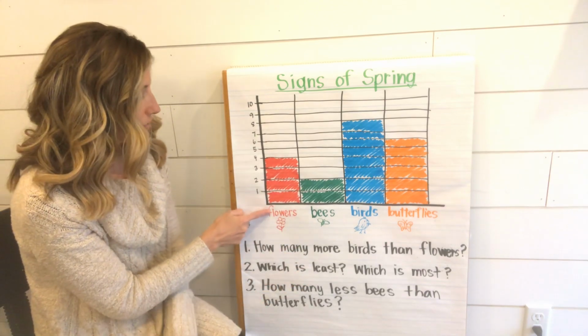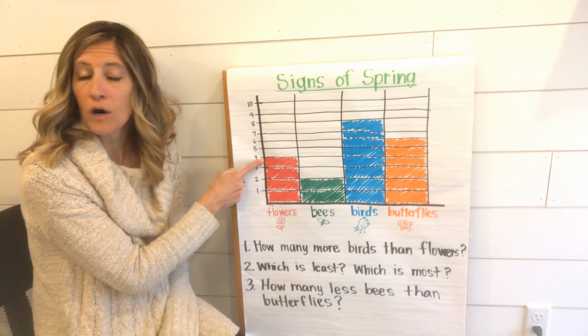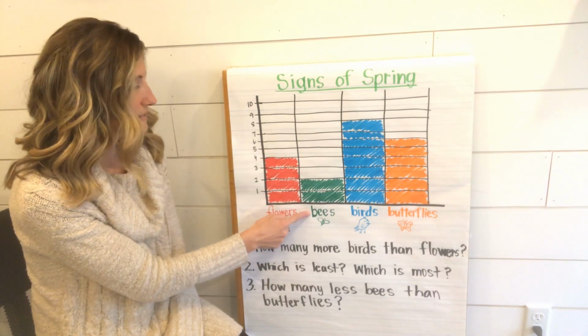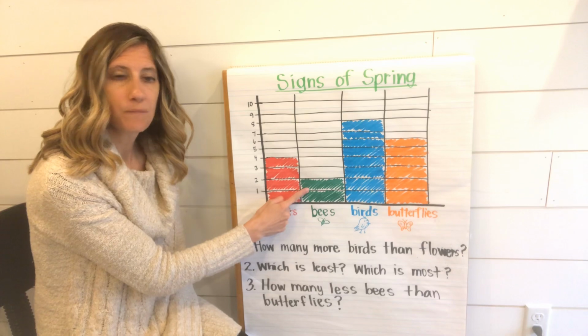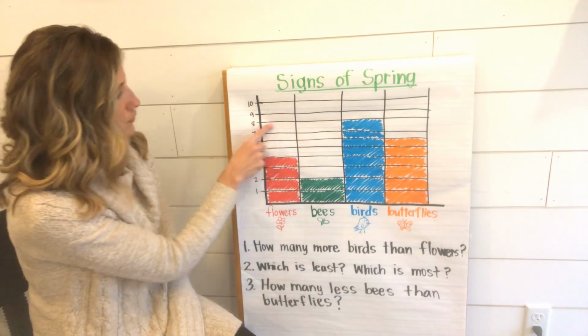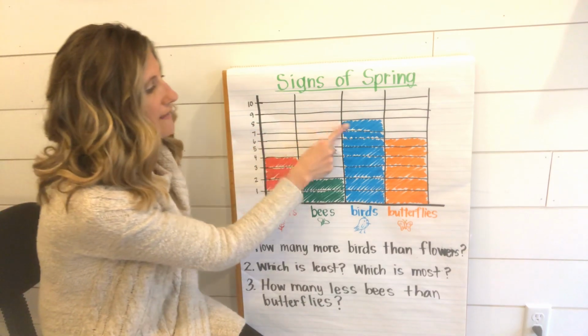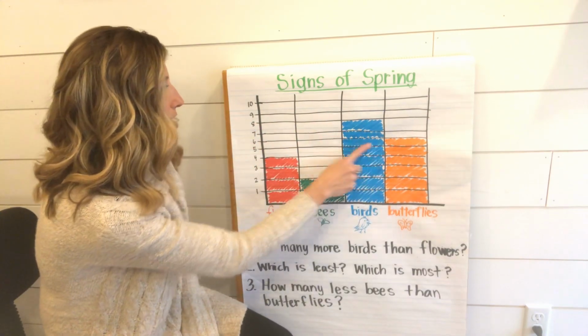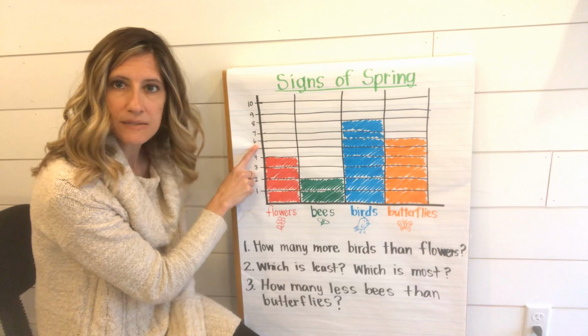So for flowers, I colored in 4. For bees, I colored in 2. For birds, I colored all the way up to 8. And then last, I colored in butterflies all the way up to the 6.